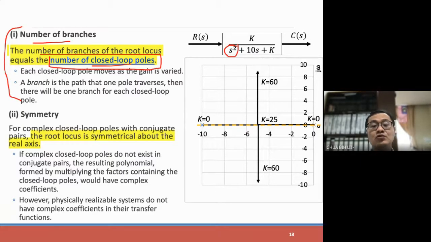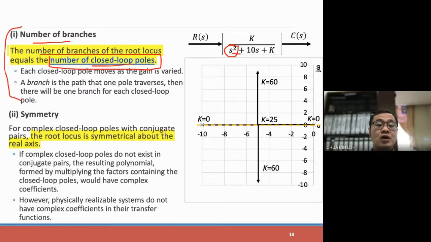Two branches means two lines lah, because you have 2 roots, right? So if you have power of 3 or power of 5, then you have multiple starting points and multiple branches, we call that, right? So it depends on the number of closed loop poles. That is the first thing. Then the second one would be symmetry.